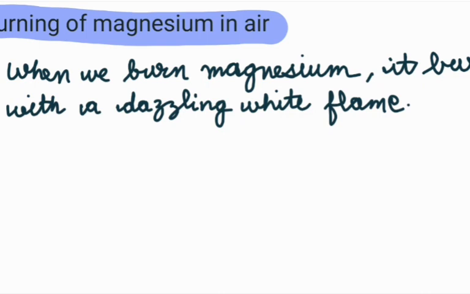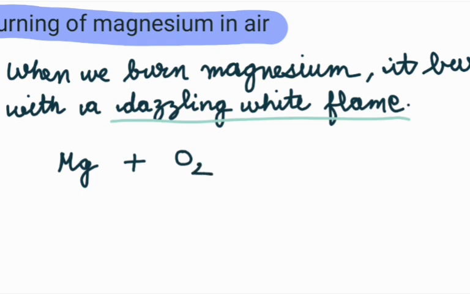Whenever we burn magnesium, first of all we should write the reaction, how this takes place. You have already studied in a previous class that magnesium is represented by the symbol Mg. It is burning in the presence of air, so we can write O2 because air contains oxygen. It forms a compound known as magnesium oxide, and we are burning it.